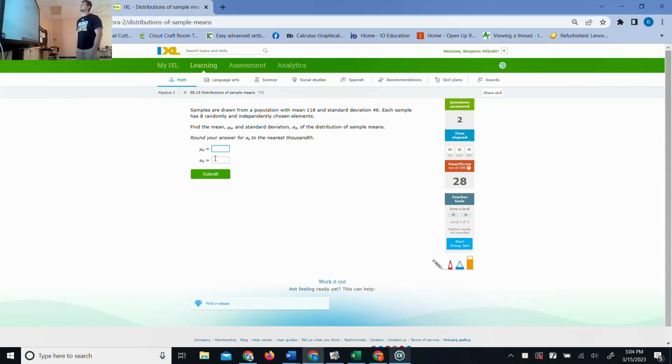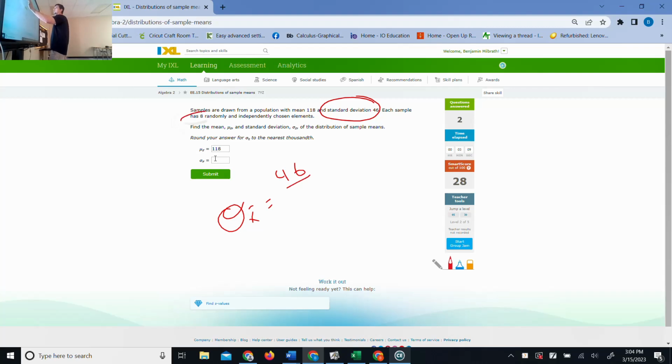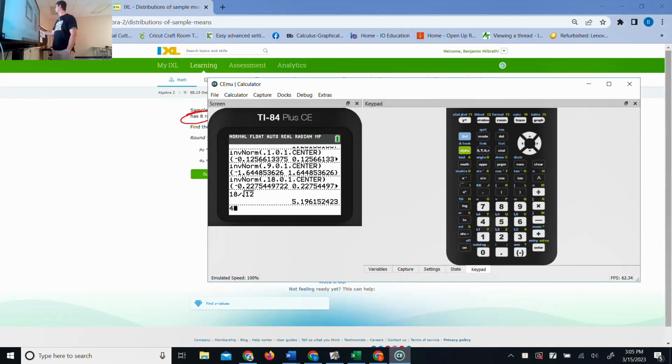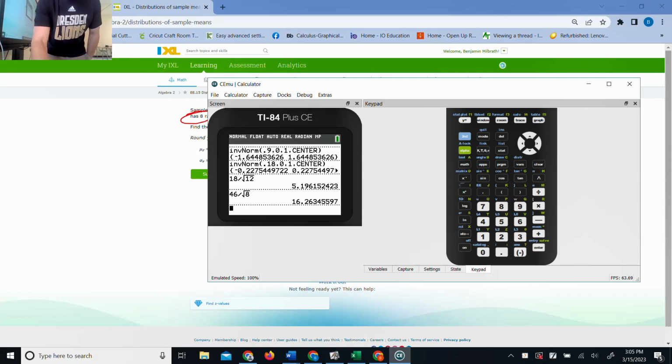It's amazing. Samples are drawn from a population with a mean of 118, a standard deviation of 46. The mean is easy peasy, 118. To find your sample standard deviation, you take the given standard deviation and you divide it by the square root of 8. So it's not a hard thing to do. It's really not. 46 divided by root 8, 16.263.